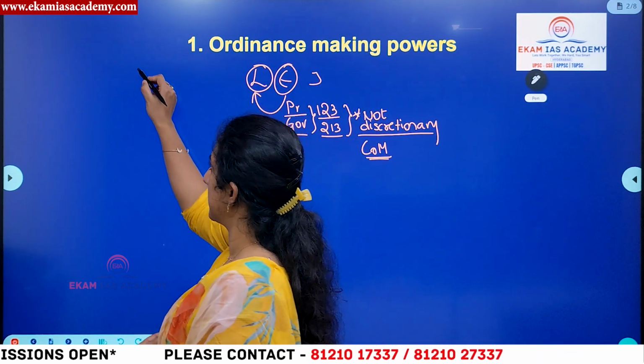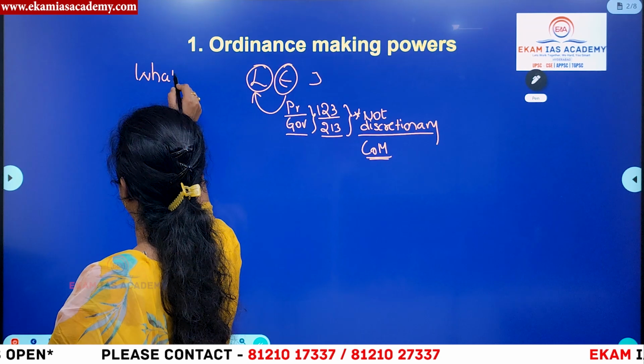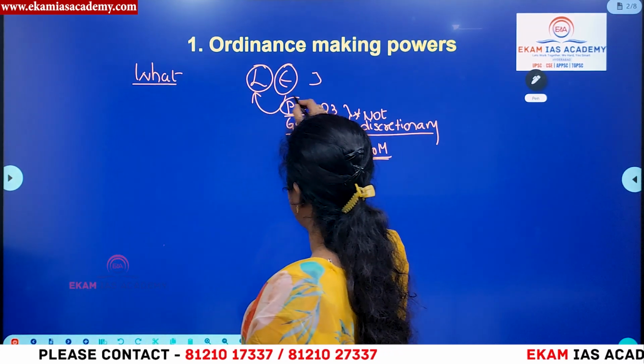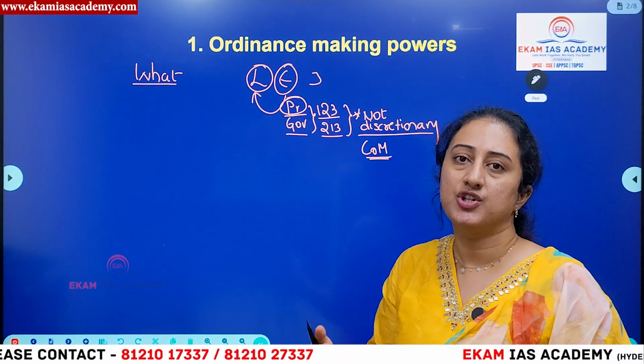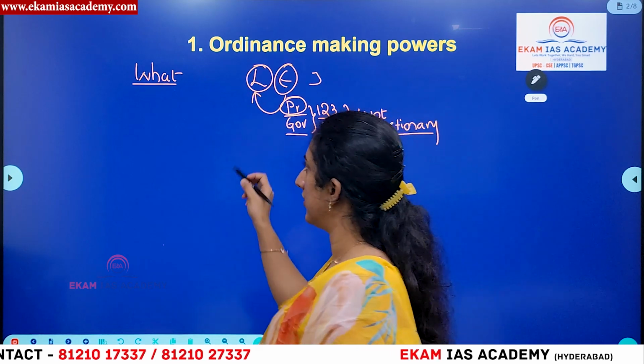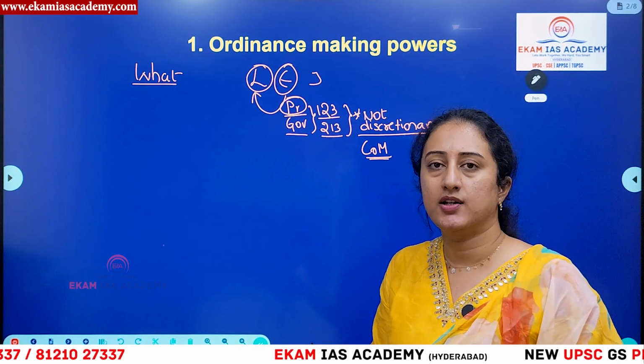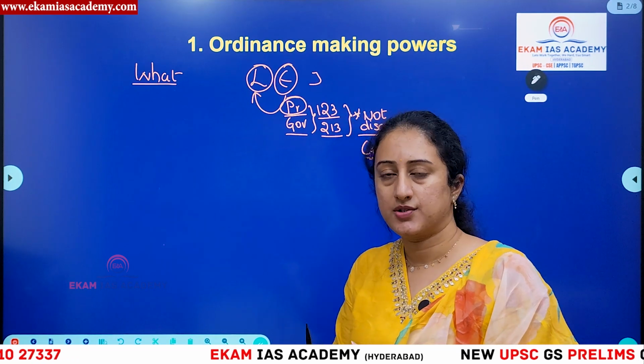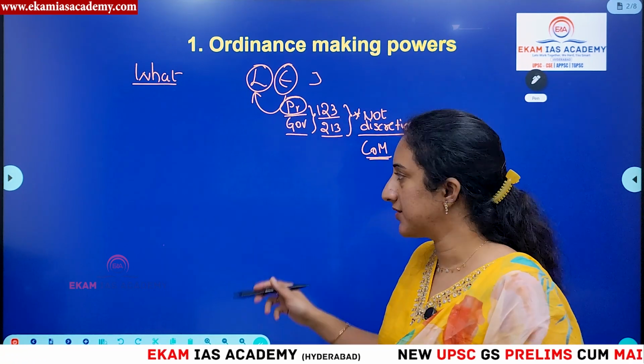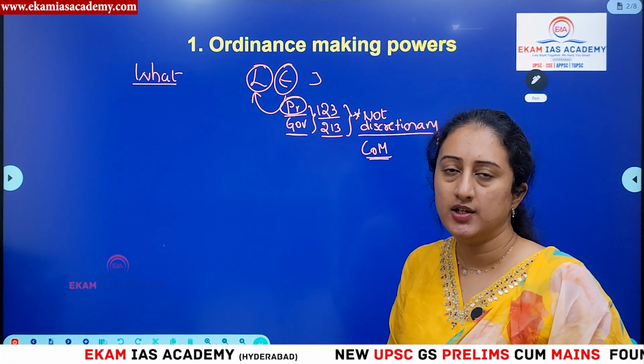Then on what subjects can they legislate? The President can enact ordinances on the matters mentioned in the Union List. That is the power the President has. The same is the case with governors. Governors can generally issue ordinances on matters related to the State List with respect to the state.